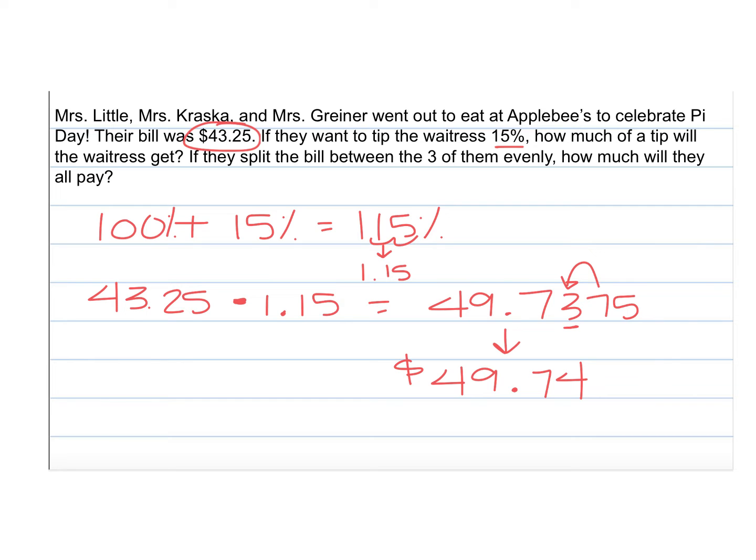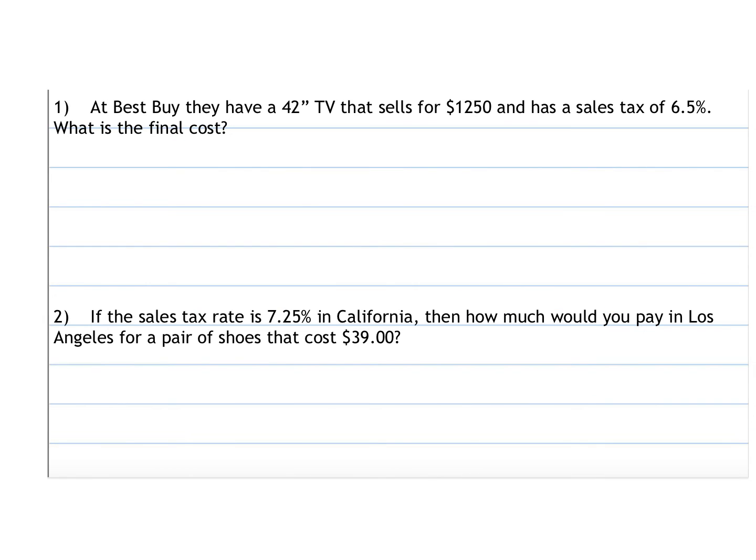$49.74 is the total we are going to spend, because remember, we added to the percent up here, so it's just going to right away give me my total price. And we can see that it's about a $6.50 tip. Then it asks, if they split the bill between the 3 of them evenly, how much will they all pay? So I do 49.74 divided by 3, and I would get $16.58 per person.